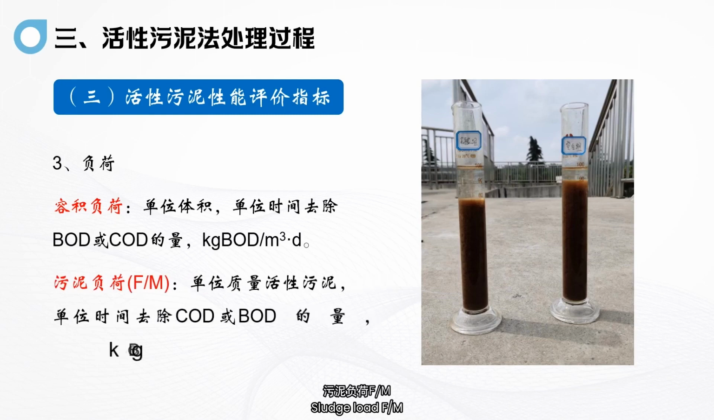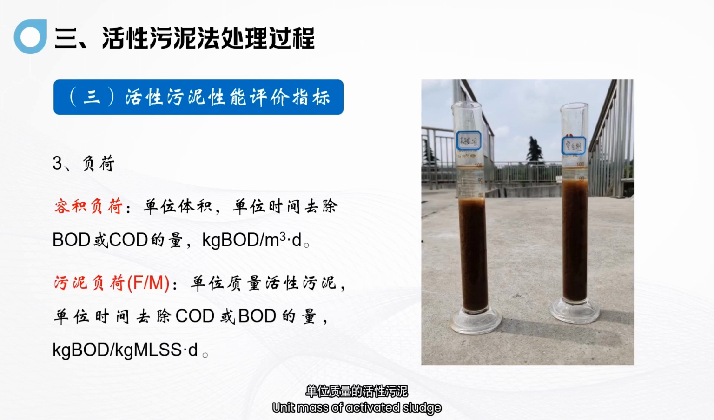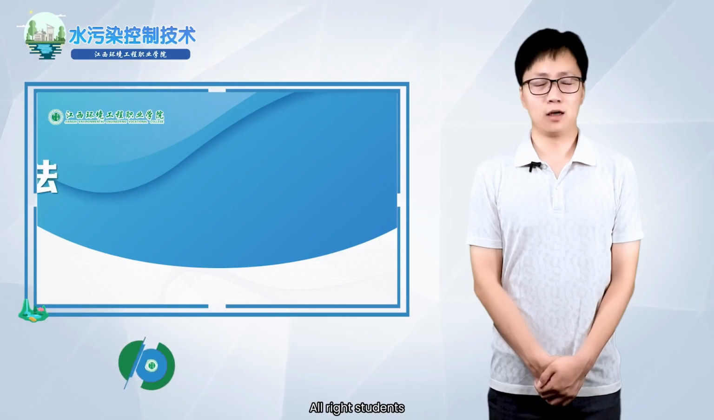Sludge load F/M is the amount of BOD or COD removed per unit mass of activated sludge per unit time. Sludge load represents the amount of BOD or COD that a unit mass of sludge can remove in a day. This indicator can also be used to measure the removal ability of organic pollutants by sludge in the system. Its unit is generally kilograms of BOD per kilogram of MLSS per day.